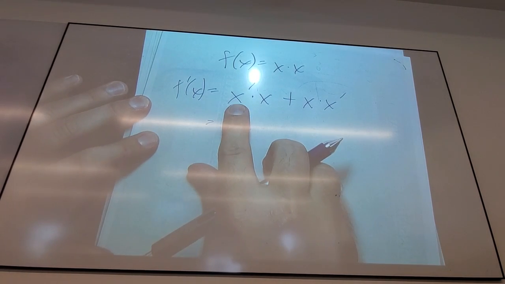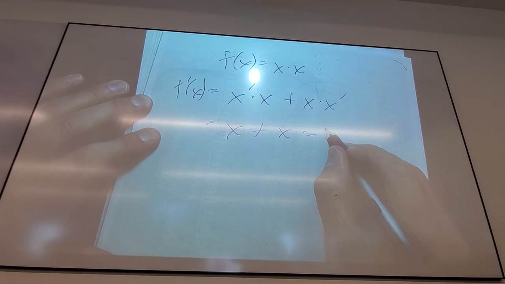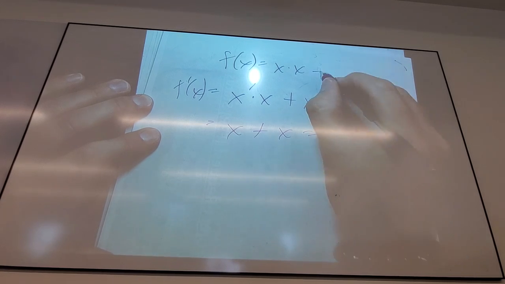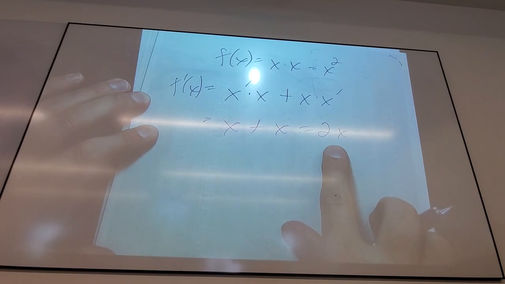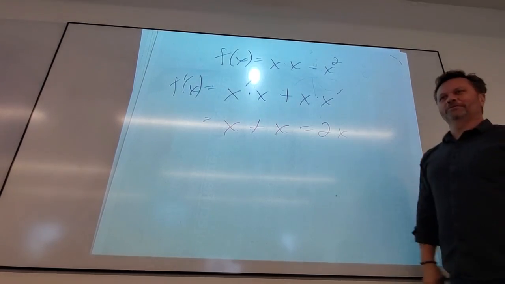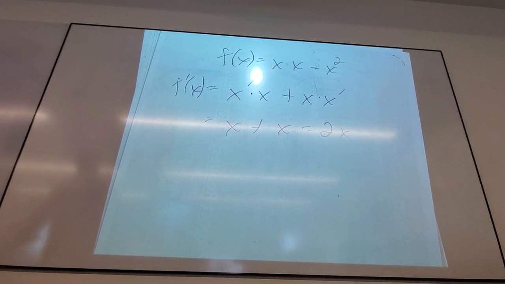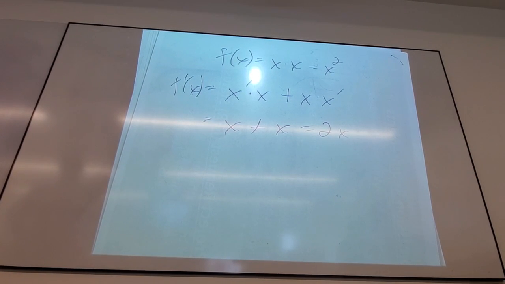What's the derivative of x? 1. What's the derivative of x? 1. And what's x plus x? 2x. So, is the derivative of x squared 2x? Yes. So the derivative of x squared is 2x.